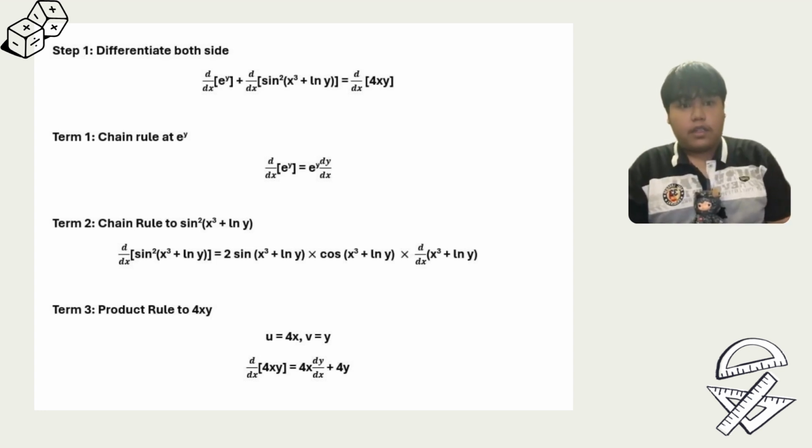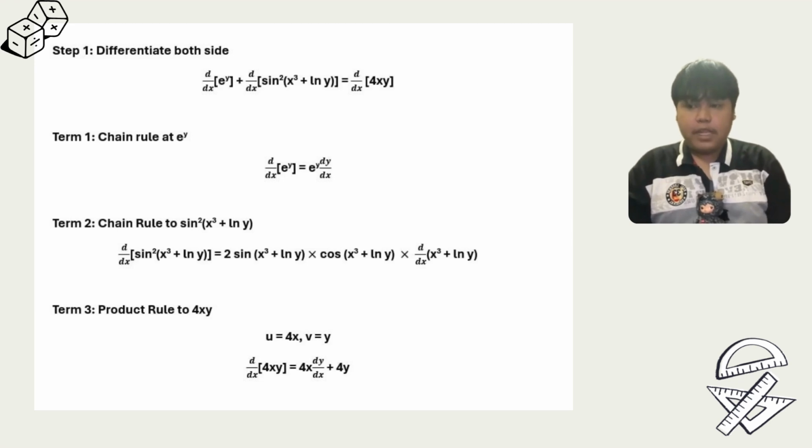Let's break this down term by term. First, the derivative of e to the power of y with respect to x is simply e to the power of y times dy over dx. Second, we have a highly composite term, which is sine squared of open bracket x to the power of 3 plus ln y close bracket.